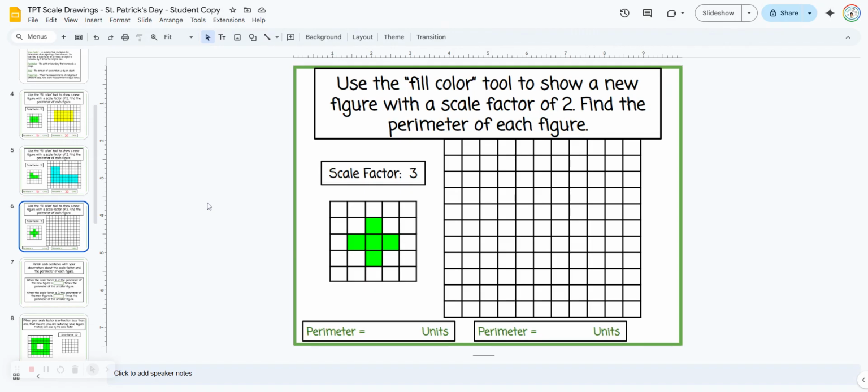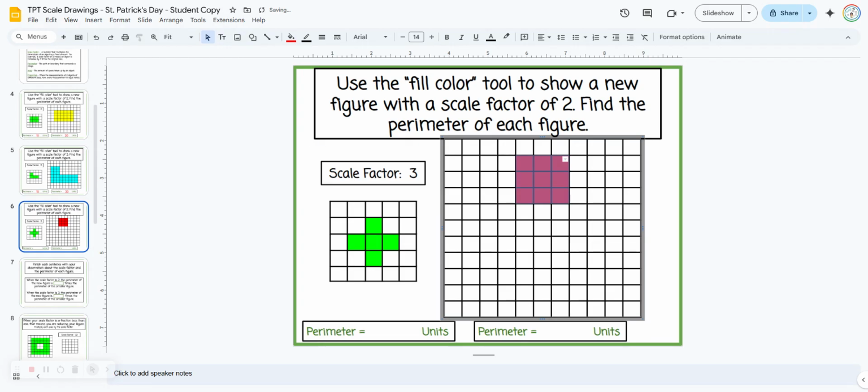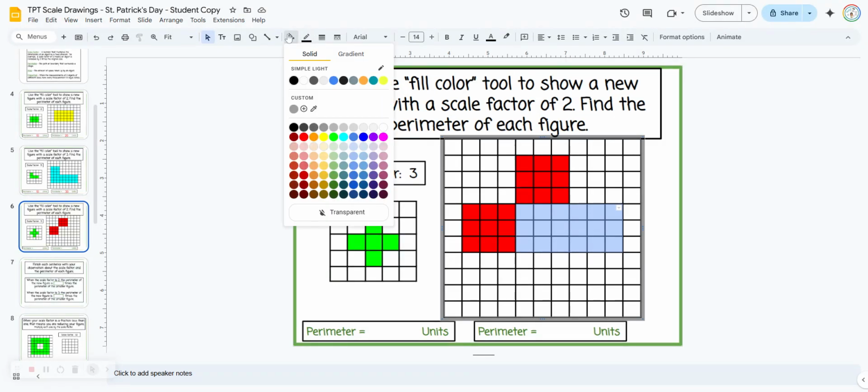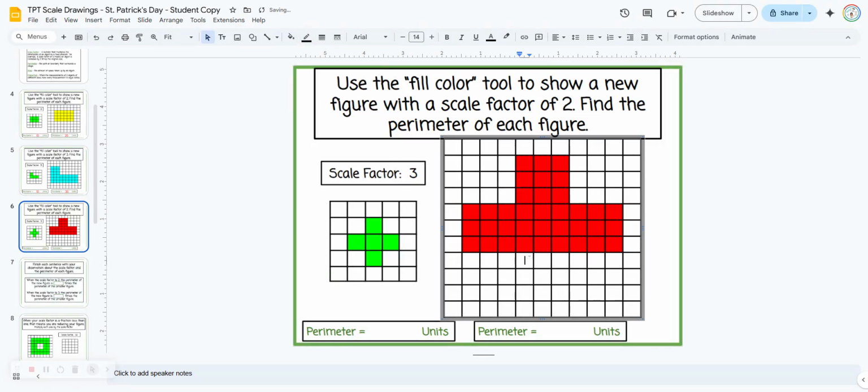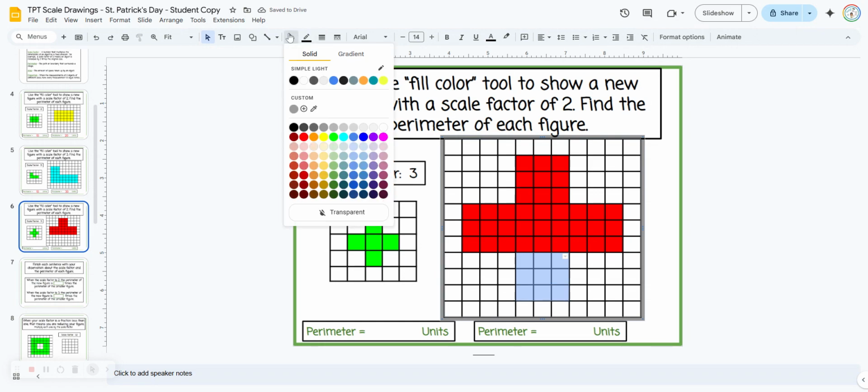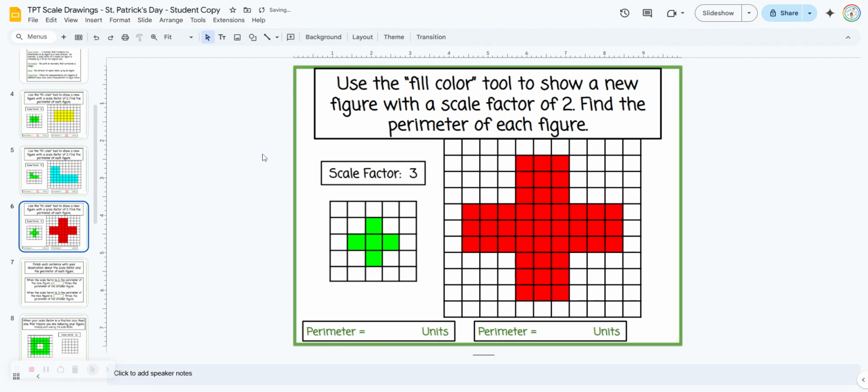The next one is a little bit tricky for the students, so you might want to start it with the students and then let them figure out how to finish it. So this one we're going to scale up by a scale factor of 3. So they might take just this little square here, 1 by 1, and change it to a 3 by 3. And they're going to do that all the way around. And you might stop there and see if they can finish it on their own. And it should look like this. And there is a teacher key so you can see how these are supposed to look.